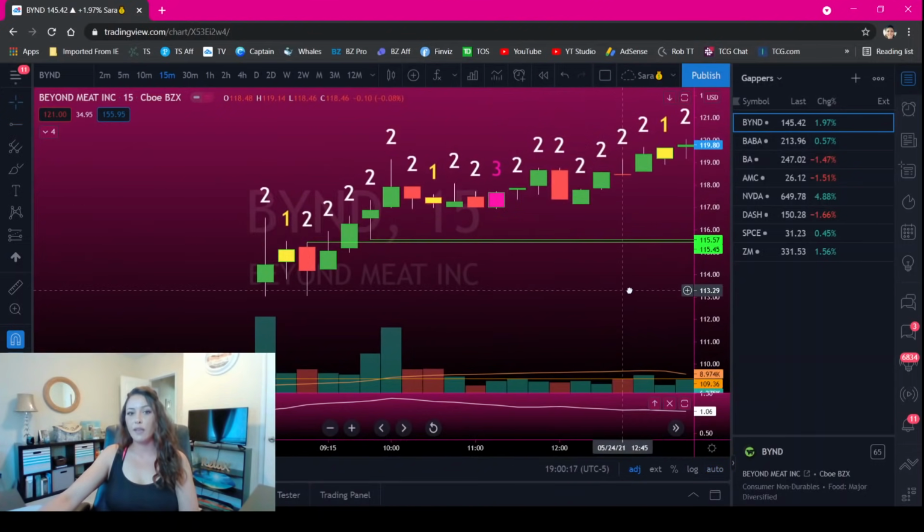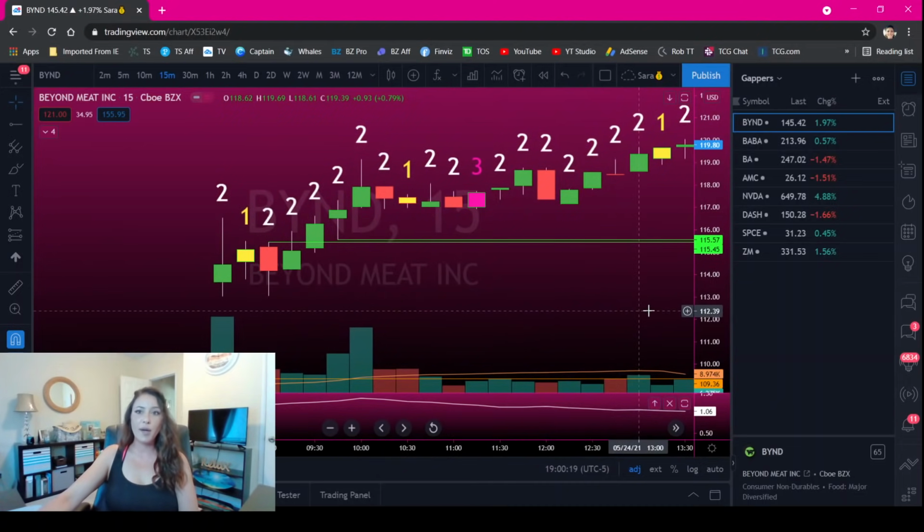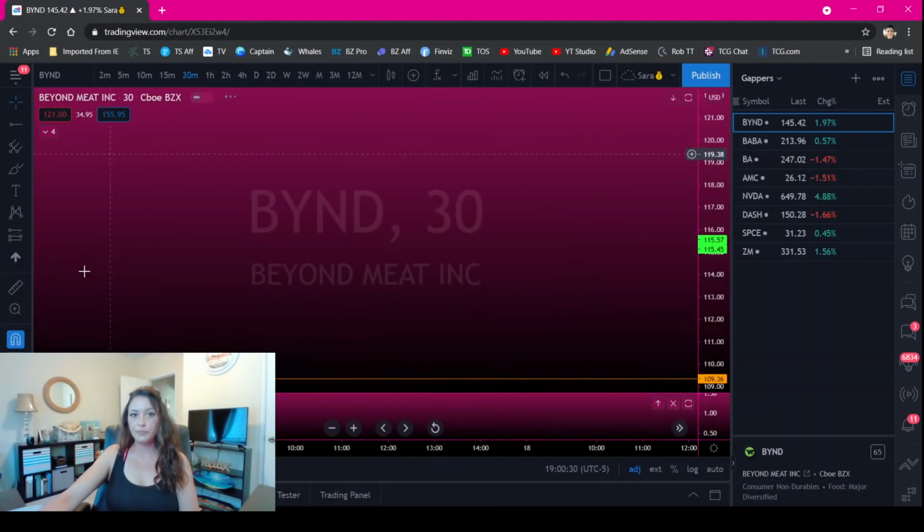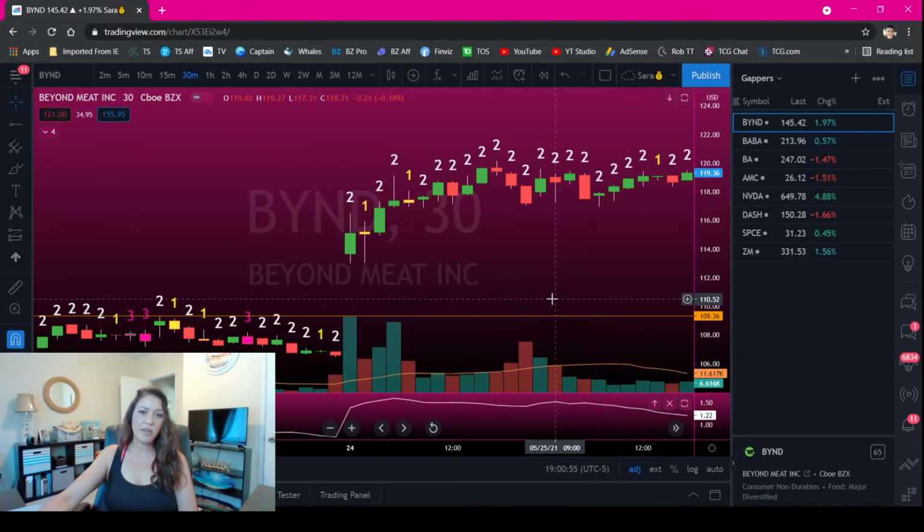So playing gappers is all about knowing the strat combo sheet. What is what? What is a reversal? How do we know? Let's look at it on the 30-minute time frame. Okay, so here you go. Here is the 30-minute time frame.